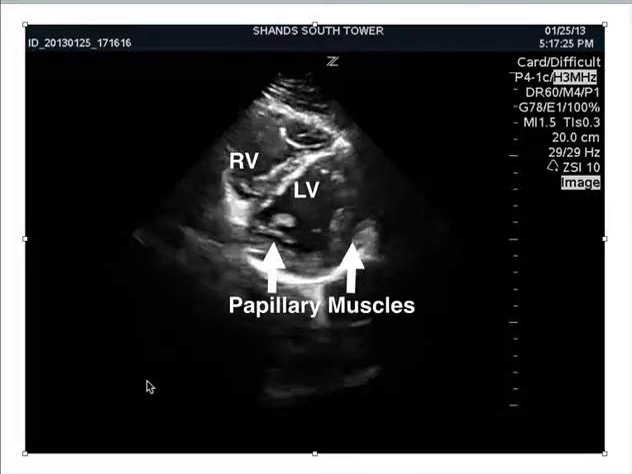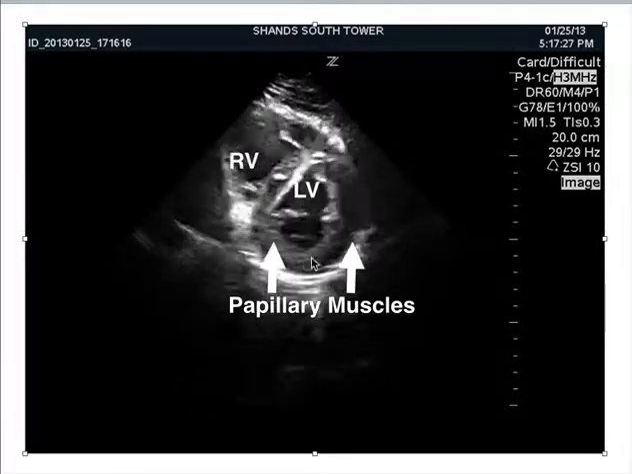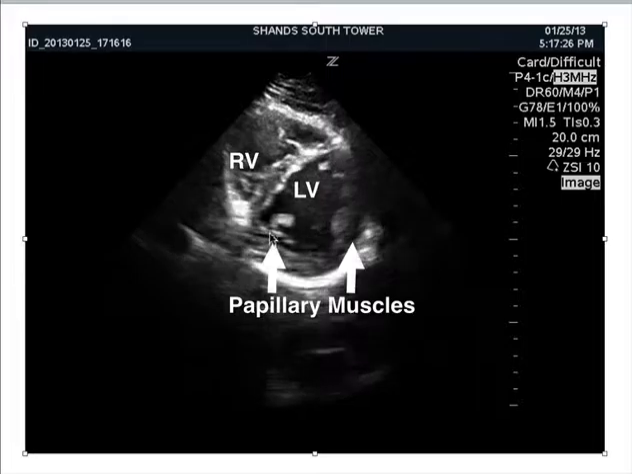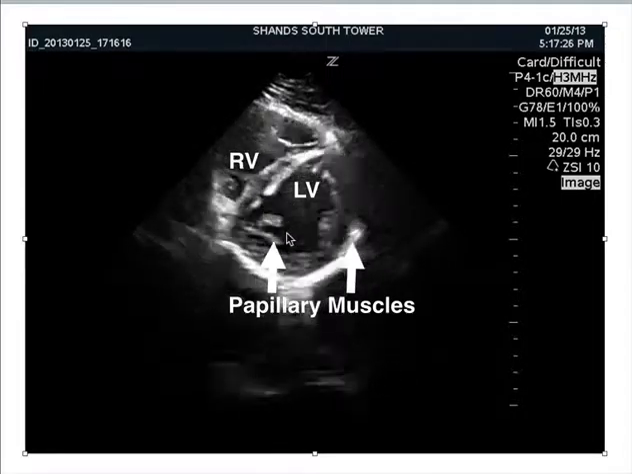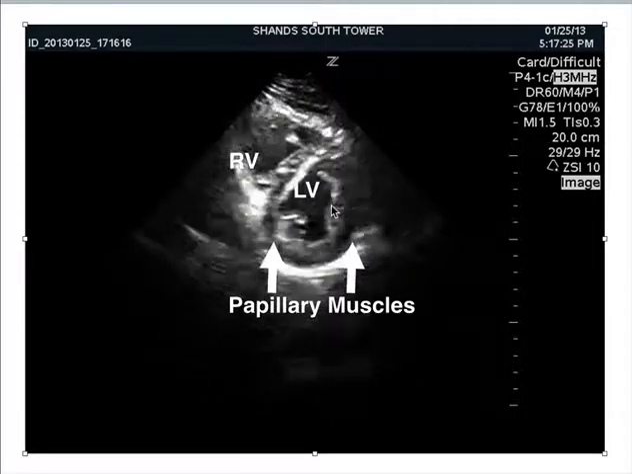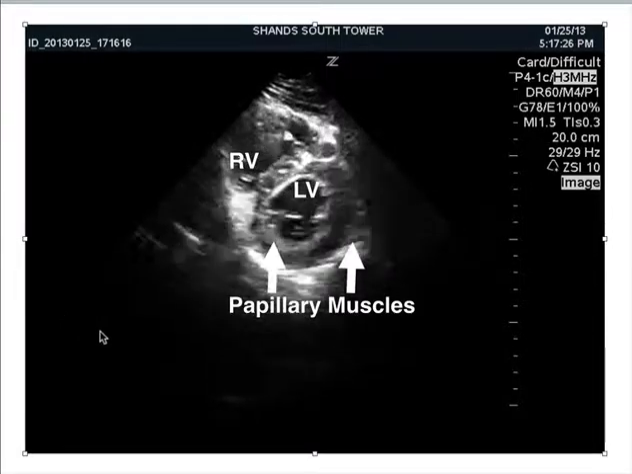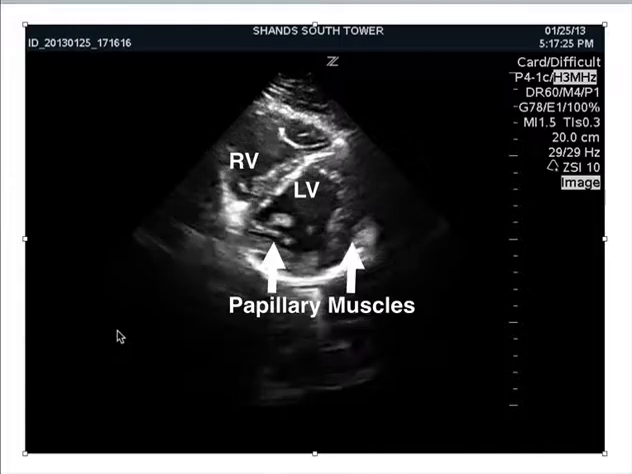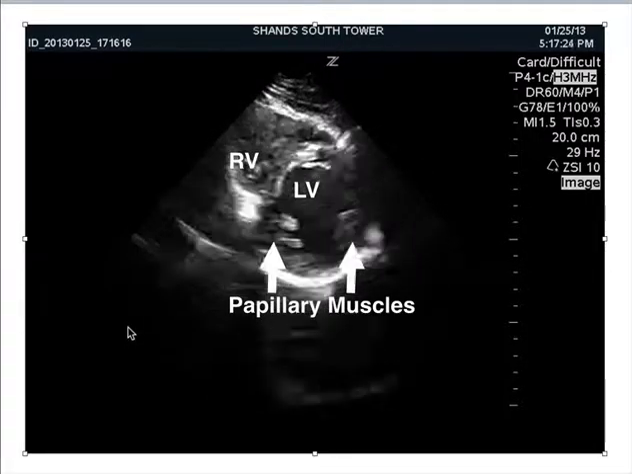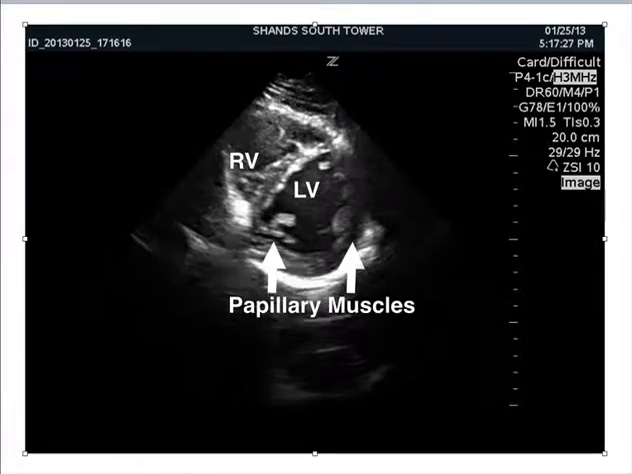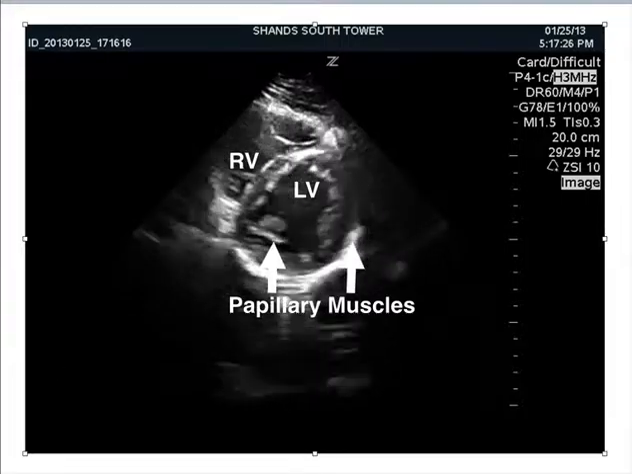If you're trying to make a decision on function, it's best to make it in the LV short axis view at the papillary muscle level. You can be guaranteed that if you have a papillary muscle level, you're right in the center of the LV. You can overestimate function at apical level and underestimate function at mitral valve level. That's why it's very important to be able to get the correct level.